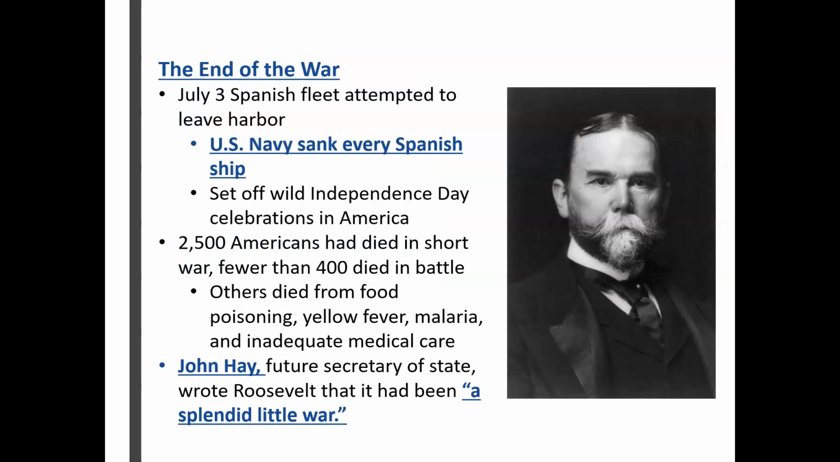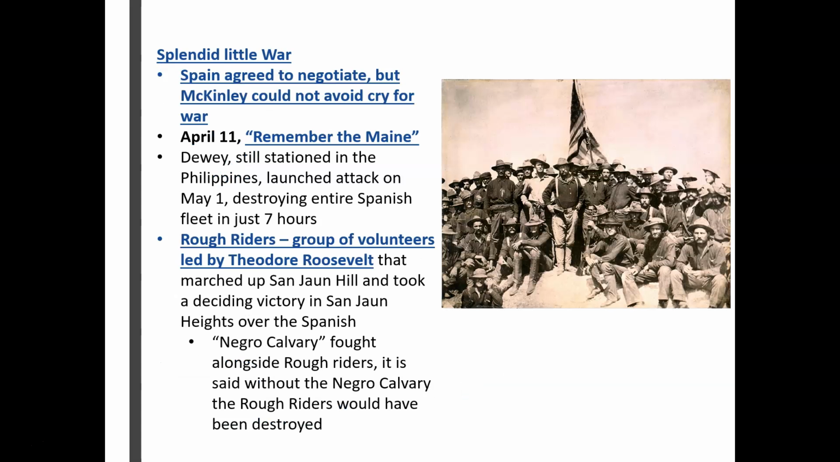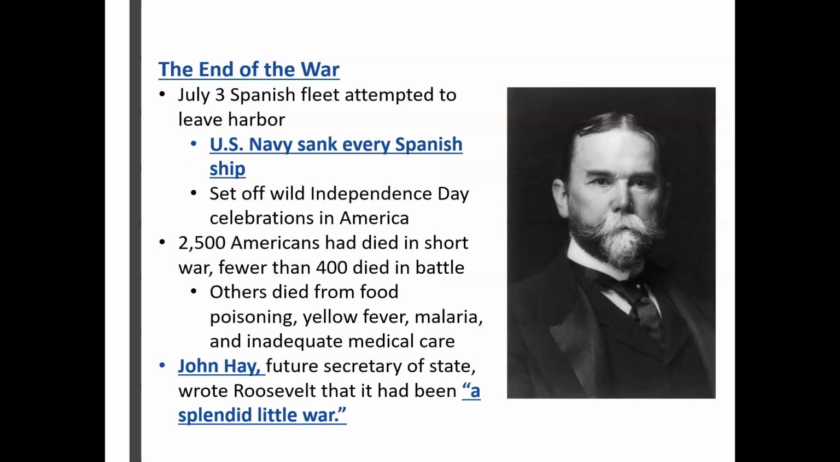Now, at the end of the war, very, very short war. So, April 11th, we have Remember the Maine. May 1st, we have the entire Spanish fleet destroyed in the Philippines. And then July 3rd, the Spanish fleet's trying to flee and leave the harbor. And when they do, the U.S. sinks every Spanish ship. And with that comes this huge, wild Independence Day celebration in America, because it's like we've defeated the Spanish, even though obviously it wasn't their entire military, it was just the contingency that was here.